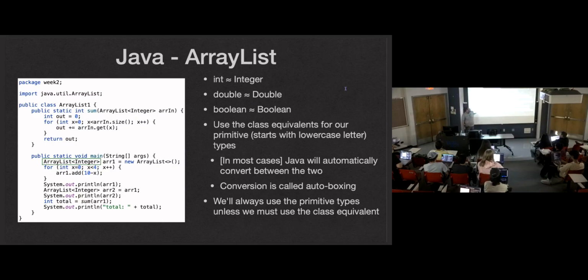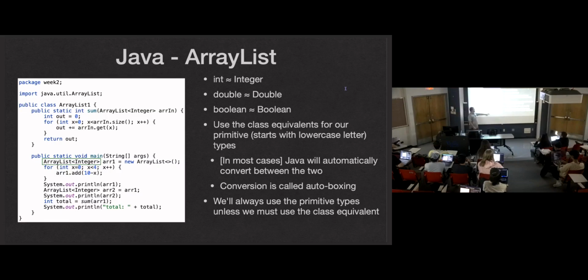We have these for double and boolean. Lowercase d double is the primitive type. Capital D Double is the class type. Same thing with boolean. Lowercase b, uppercase B, primitive versus class type. So if we want to create a data structure that stores these primitive values, we use the class equivalent.